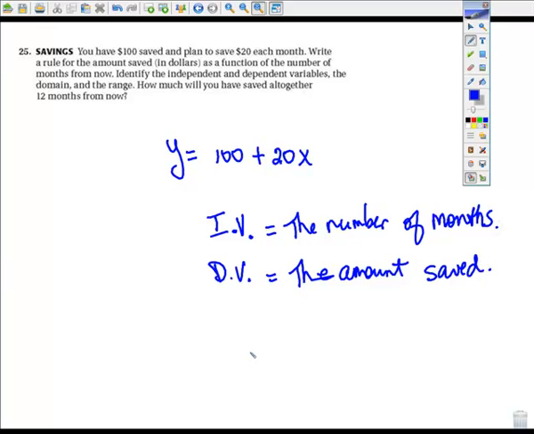And then it says we want the domain and the range. So the domain happens to be what we're inputting. So we're inputting the months. And our months, we can say x is greater than or equal to 0, because we can have 0 months or more. And the range, we're starting out with $100, so y is greater than or equal to 100. So x is greater than or equal to 0 because this is months and we can have 0 months or more. Y is greater than or equal to 100 because we know at least we have $100 if we don't save any more.